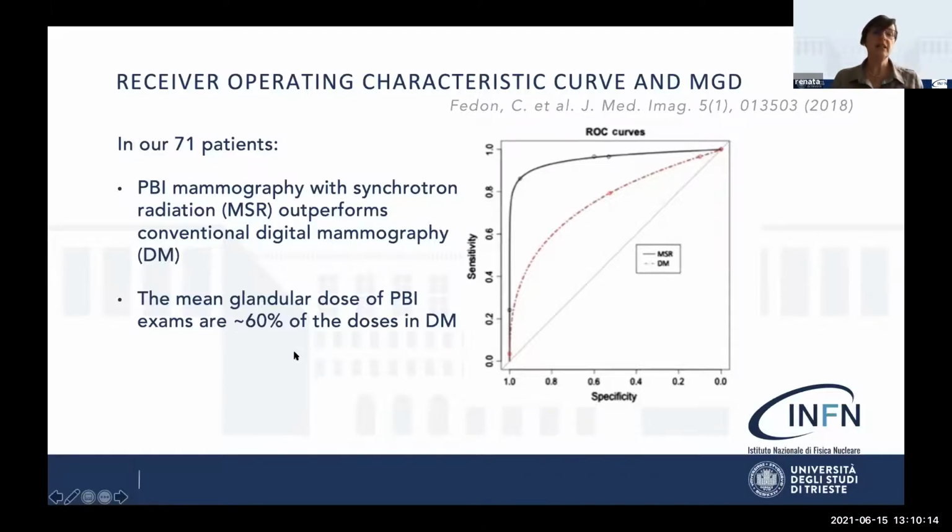Moreover, the mean glandular dose of propagation-based imaging exams is only 60% of the dose in digital mammography. Probably this is not related to the phase contrast, but to the monochromaticity of the beam, because with a monochromatic beam, we don't have the low energy component of the spectrum that delivers a lot of dose to the tissue without contribution to the imaging. But these are the results, so they are very encouraging.